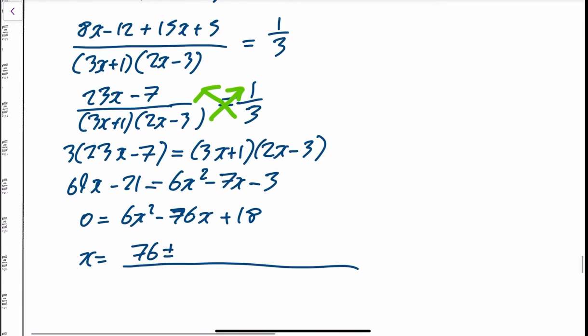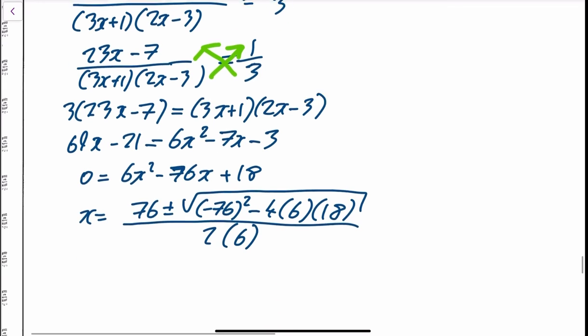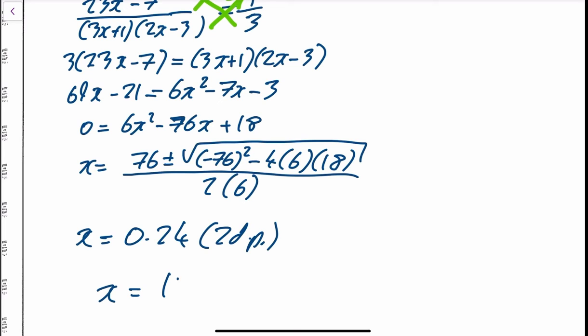76 plus or minus the square root of 76 squared minus 4 times my a times my c, which is 18, and then all divided by 2 times 6. And when I did that, I got x is equal to 0.24 to 2 decimal places, or x is equal to 12.43 to 2 decimal places.